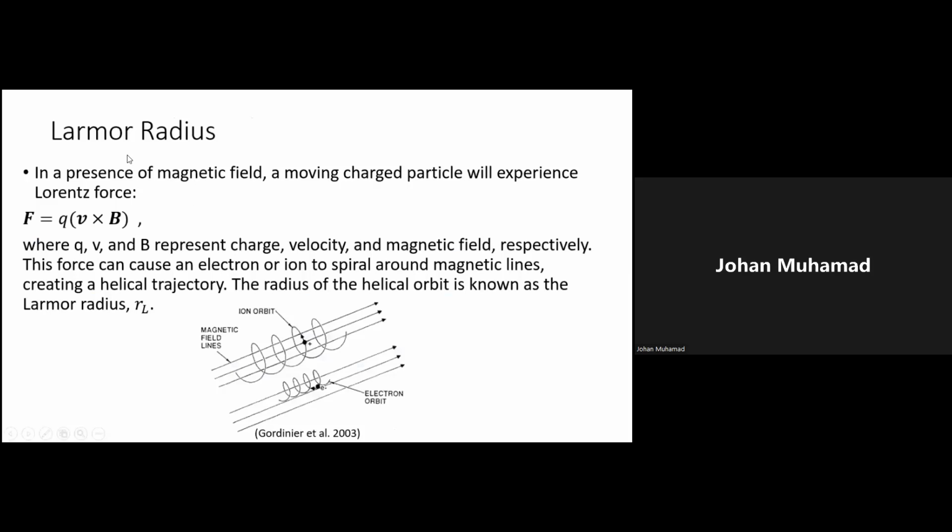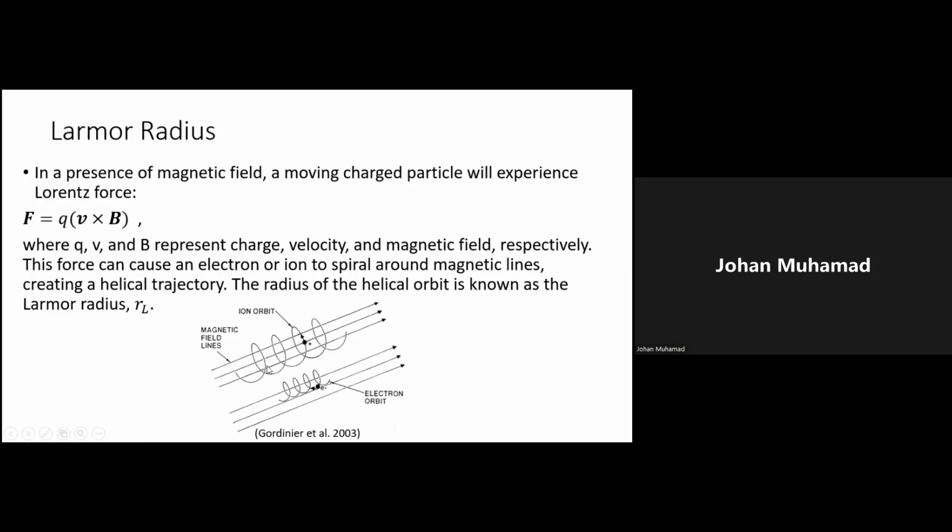And another thing is the Larmor radius. We know that in the presence of a magnetic field, a moving charged particle will experience the Lorentz force. This is a very simple equation. You know about this from high school. If a charged particle moves in a magnetic field, it will experience the Lorentz force, where Q, V, and B represent charge, velocity, and magnetic field respectively. This force can cause an electron or ion to spiral around magnetic field lines, creating a helical trajectory. The radius of the helical orbit is known as the Larmor radius, or RL here.